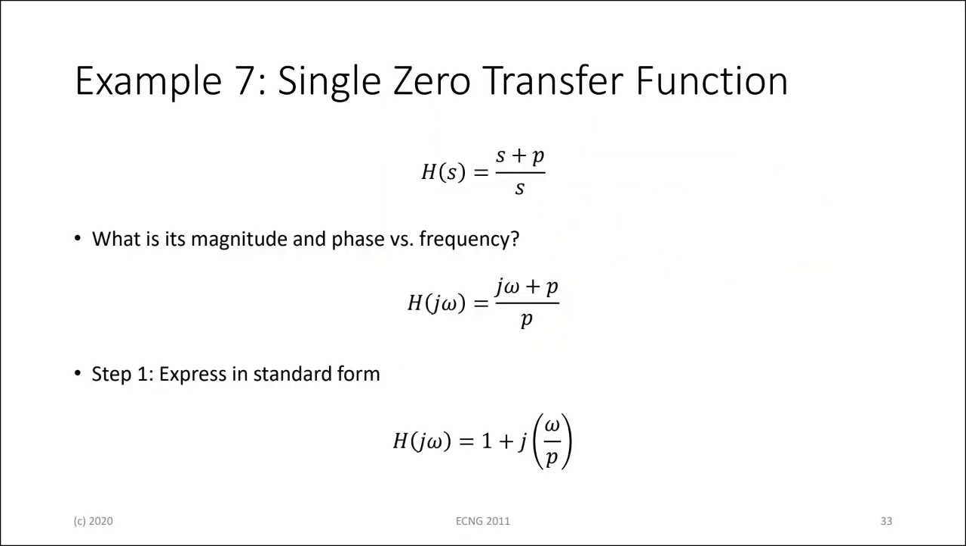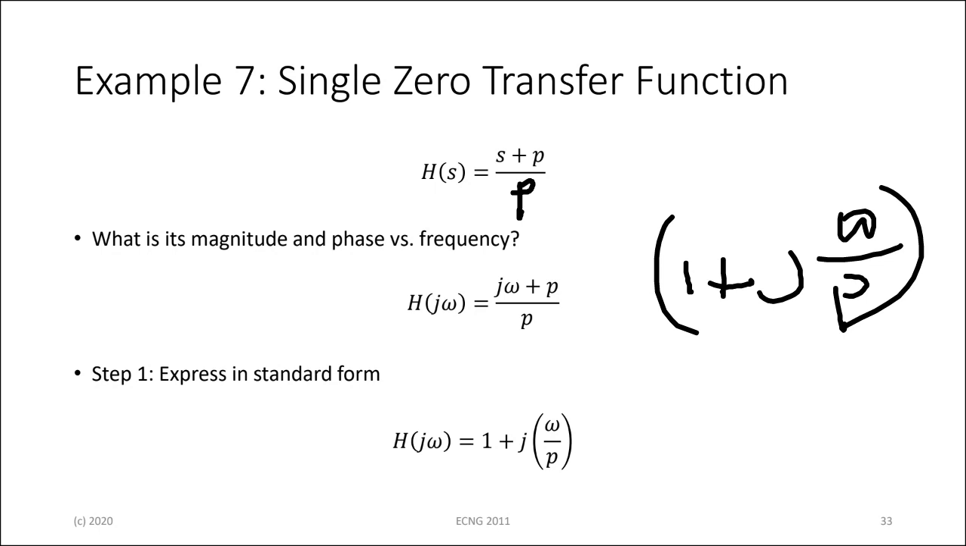So the other one, of course, is a transfer function looking like this, which is a single zero transfer function. This should be a P here. Little typographical error here. So this should be P. All right? So transfer function s plus P over P. What is the magnitude and phase of that? Of course, well, we make the substitution s equal to j omega, and we express it now in the form of 1 plus j omega over P.